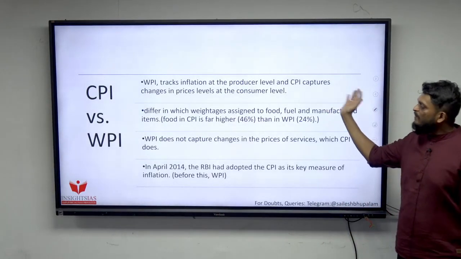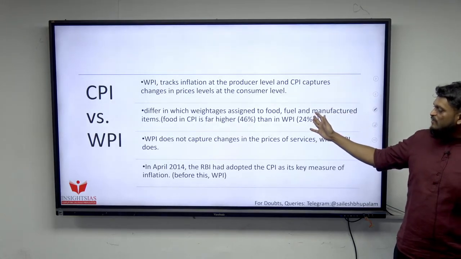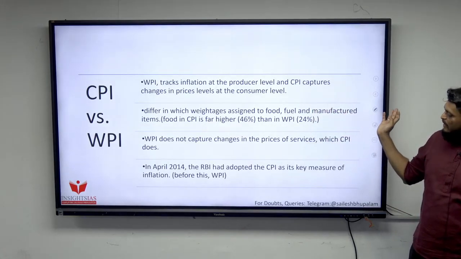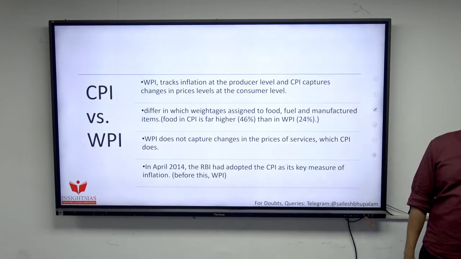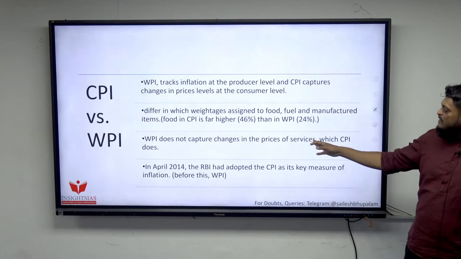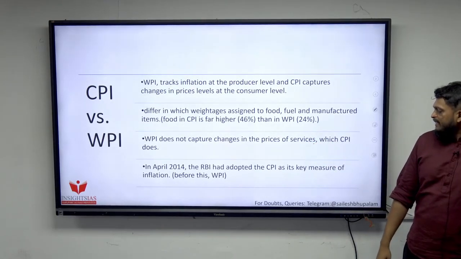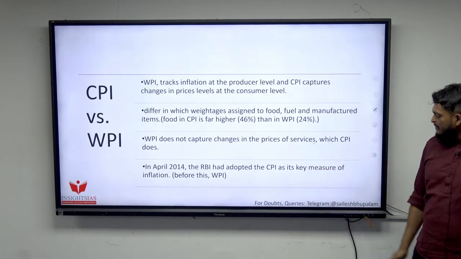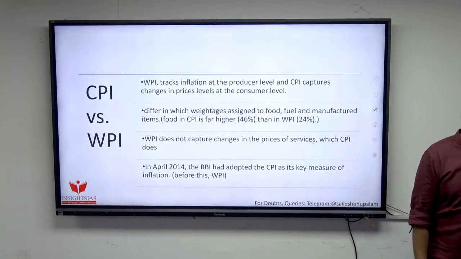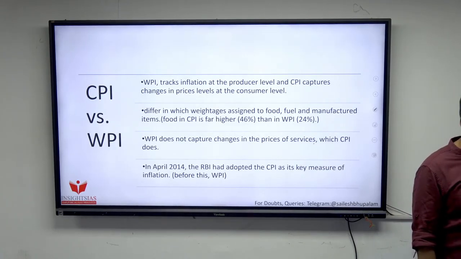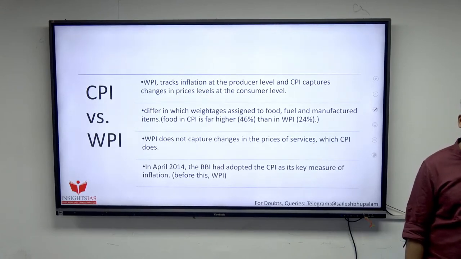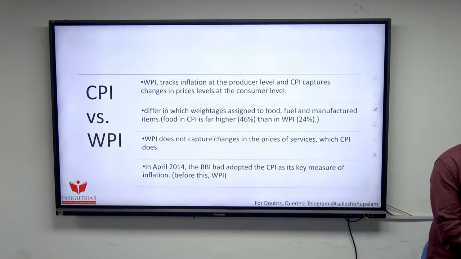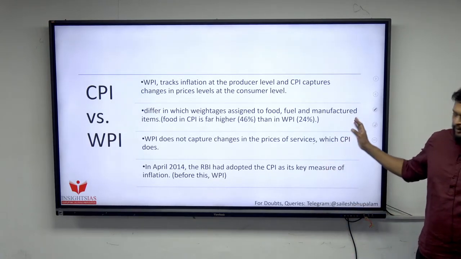Here you can see WPI tracks at producer level. This part we saw, they differ in weightages assigned to food, fuel and manufactured items. CPI food weightage is much higher than WPI. WPI does not capture prices of services, and RBI in 2014 adopted CPI as its key measure. In 2014 a new government came to power, and that was the end of any leaning towards USSR, whatever was there. Now the leaning is completely towards the LPG era, or a mostly Western-dominated type of economy.